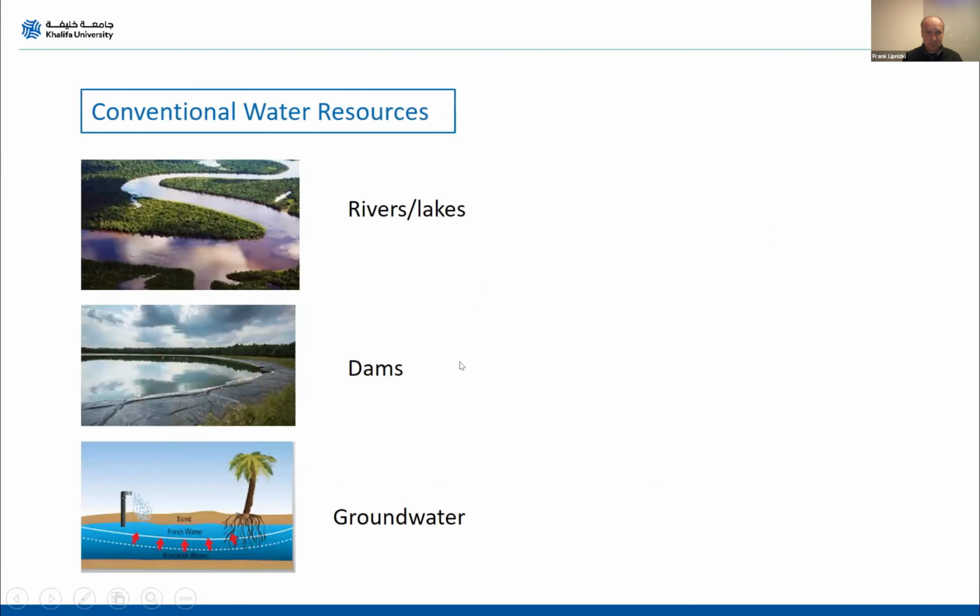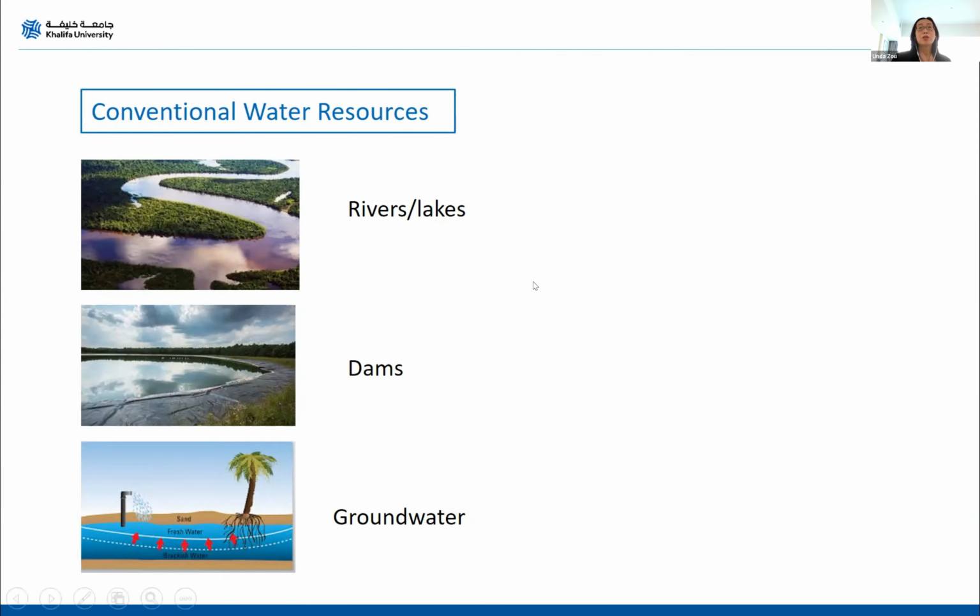So we know rivers, lakes, dams, and groundwaters are the conventional water resources. They are the best way to get a fresh water supply. However, in many parts of the world, particularly in dry climate zones like the UAE, such conventional water resources are not readily available.